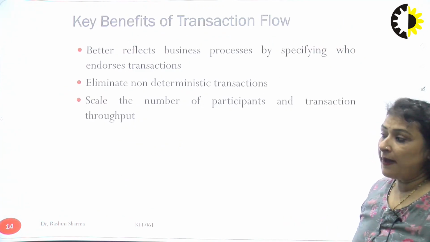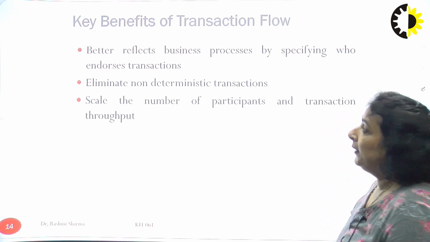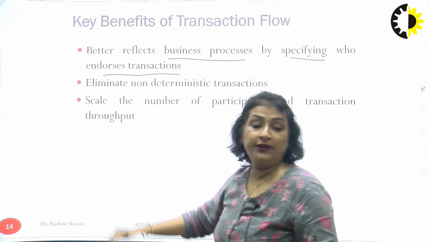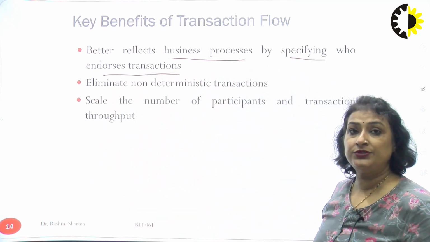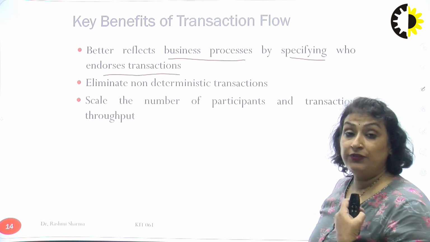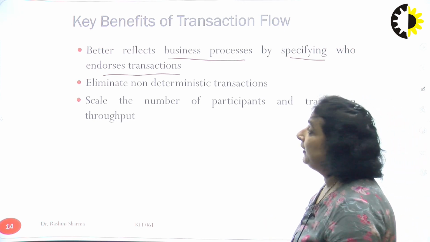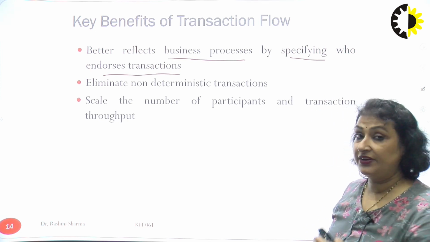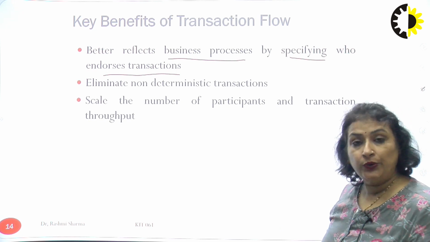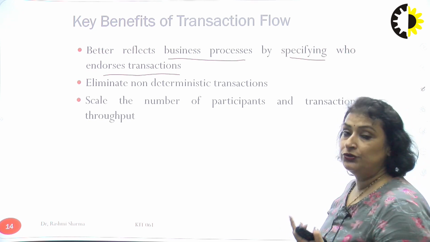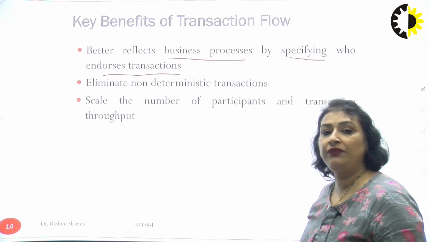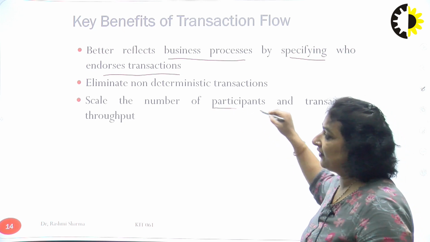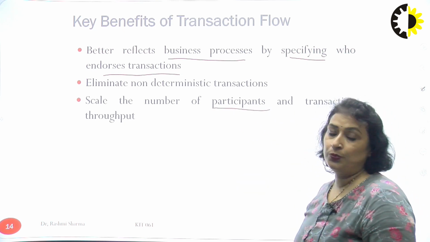So what are the key benefits of this particular transaction flow? It better reflects the business processes by specifying the different endorsement transactions, who endorses that particular transaction, and who is executing those particular transactions. It eliminates non-deterministic transactions. They can be eliminated as they don't get successfully executed, and if not successfully executed, they won't be notified in the blockchain to be added as a block. It also scales the number of participants in the transactions, which results in your transaction throughput.